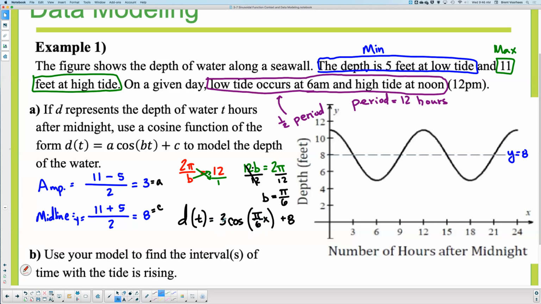All right, I have a question for you. Why is it that they used a cosine function on this problem as opposed to a sine? There's a transformation. Because it starts at its maximum. Cosine begins at either its maximum or minimum. Sine begins at its midline, and left there is the transformation.